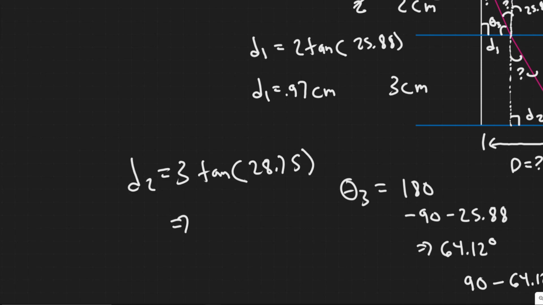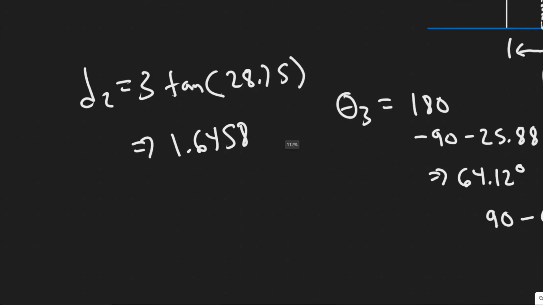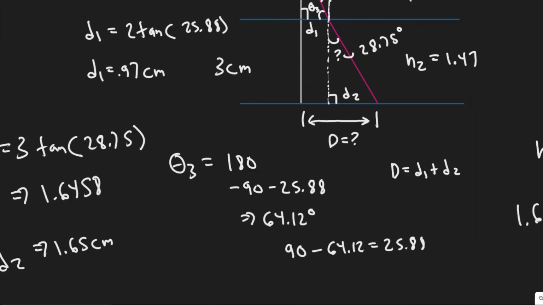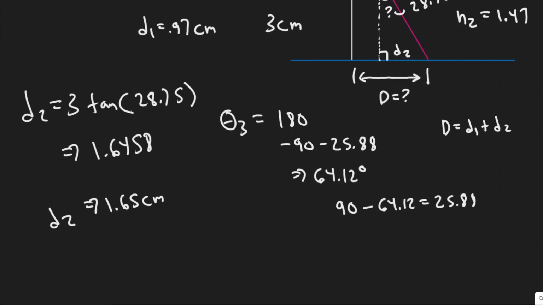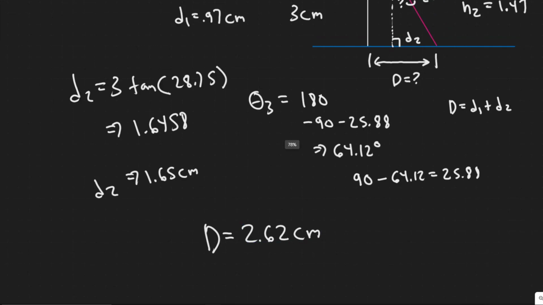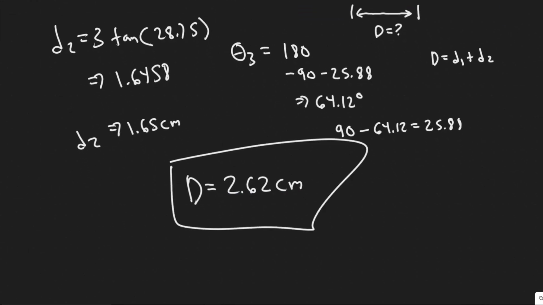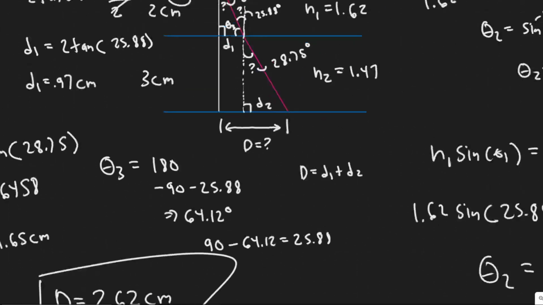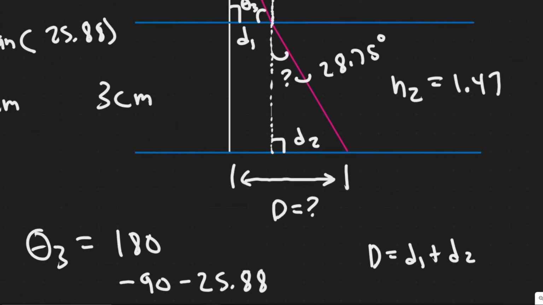You get 1.6458. So I'm going to round to 1.65. Keep in mind, this is centimeters. And now we know D2. So with D2 and D1, we can add them up to get our D value. So plus 0.97. You're going to get 2.62 centimeters. Keep in mind, I did round there, though, so your answer might be a little different. You can just round to 2.6 if you'd like. I'll just leave it like this, though. But round however you'd like, or however your teacher wants you to. So your D value right there is 2.62 centimeters.